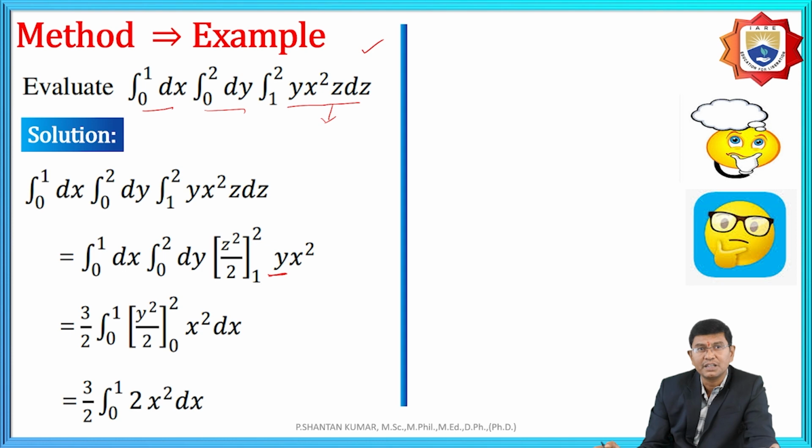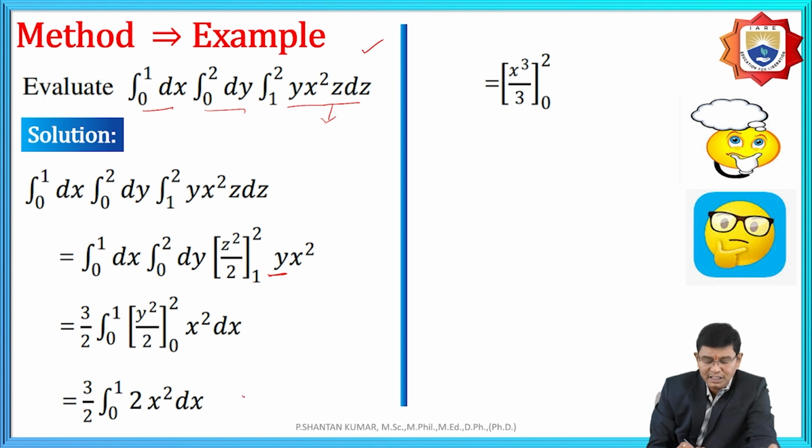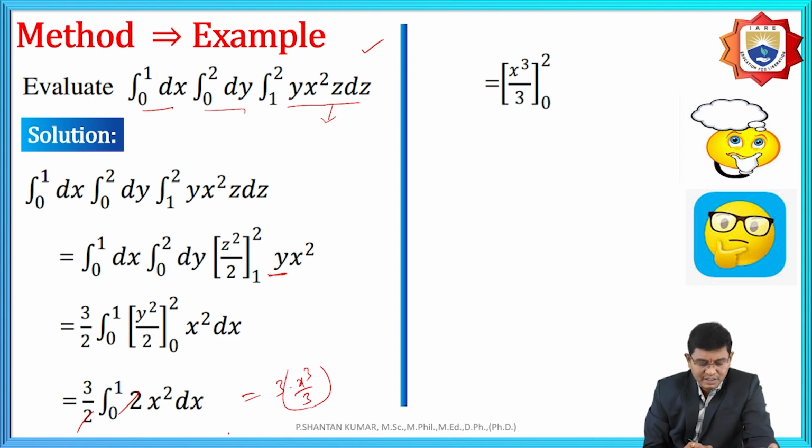Here, 3 into the integration from 0 to 1 of x square dx. The integration of x square is, once again, x cube by 3. Therefore, it is 3 into x cube by 3. Sorry, the 2 cancels. That is x cube by 3, from 0 to 1.